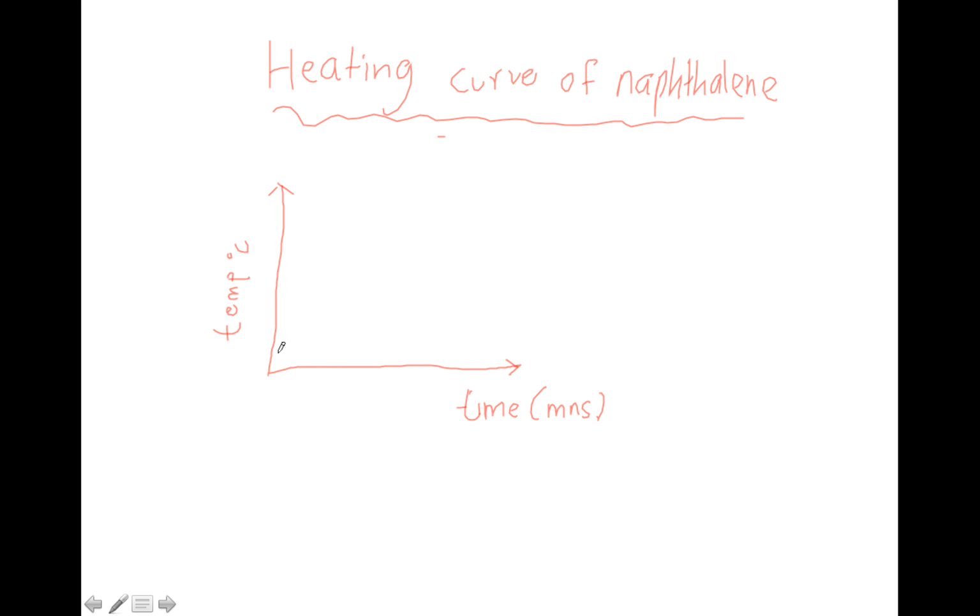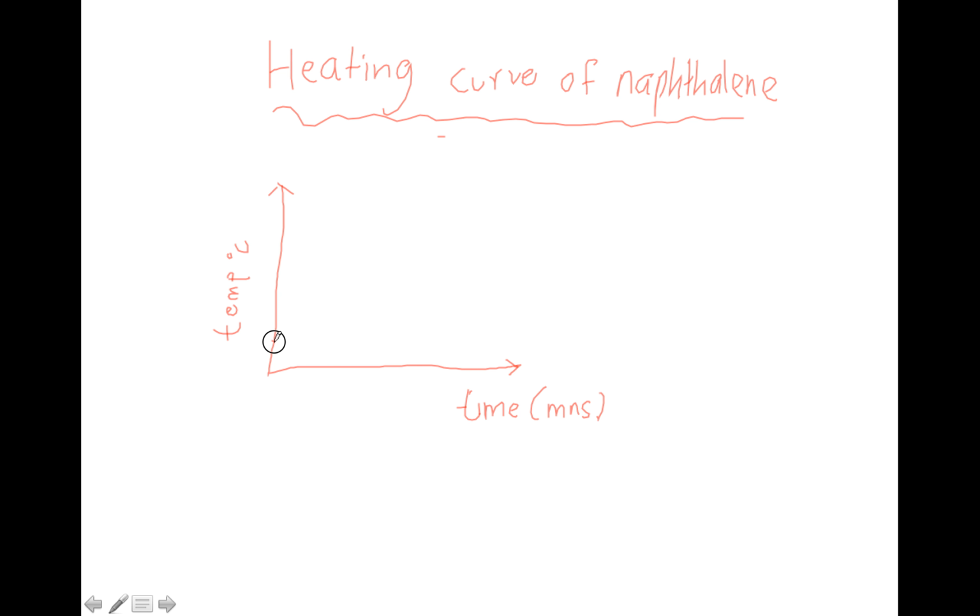We're heating naphthalene. Naphthalene is now a solid. We heat it. What happens? It becomes a liquid. We further heat it, it becomes a gas. If it's currently a solid, because that's what we're starting with, is the temperature going to be high or is the temperature going to be low? Logically, it's going to be low, right? Exactly. So we start off over here.